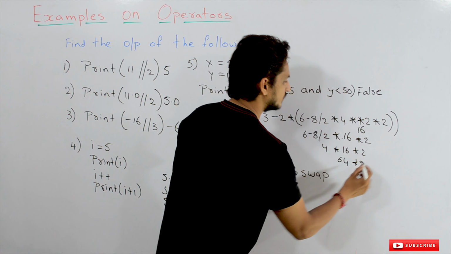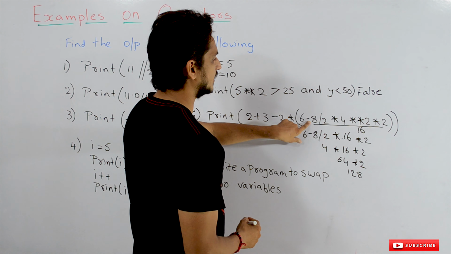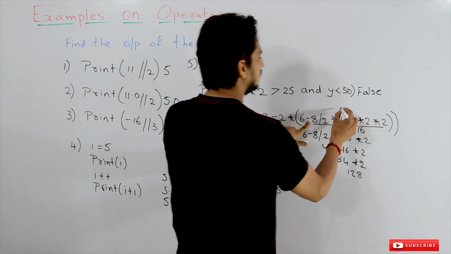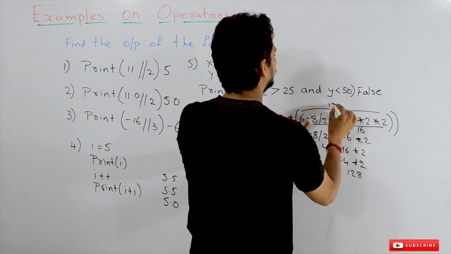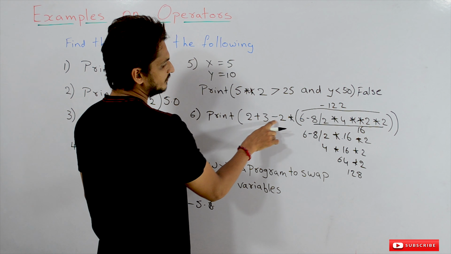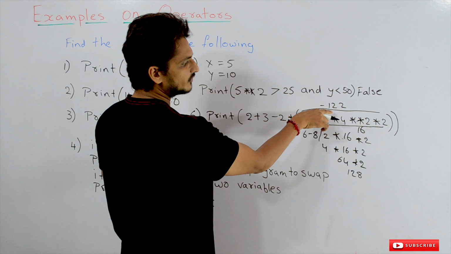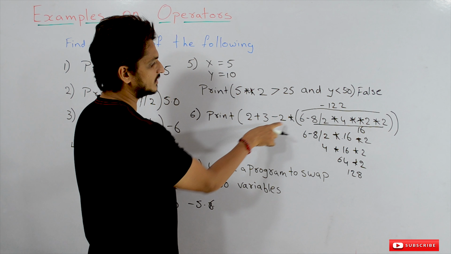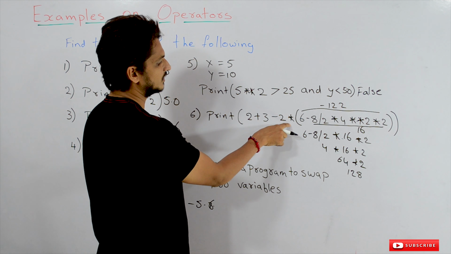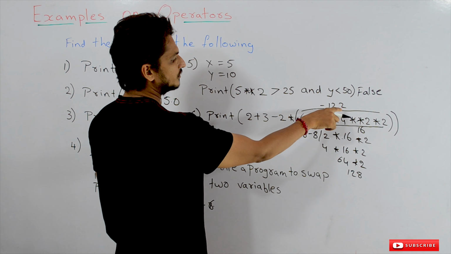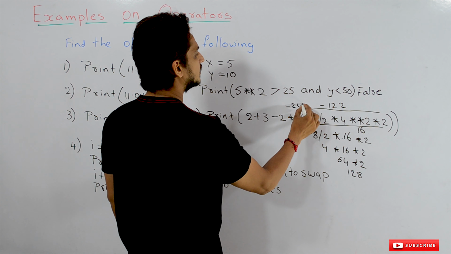6 minus 128, what is the value? This total value is minus 122. So the evaluation value of this bracket is minus 122. Now 2 plus 3 minus 2 into this bracket value. Multiplication has the highest precedence. So 2 into minus 122 is minus 244.